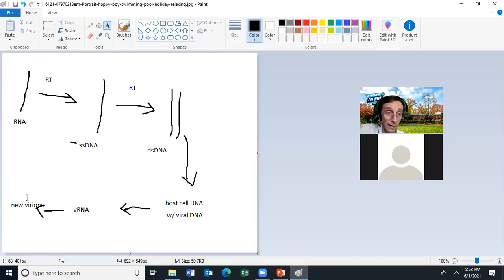And then this virus will bud out of the cell. So retroviruses follow the budding life cycle. And that is how retroviruses obtain their envelope.